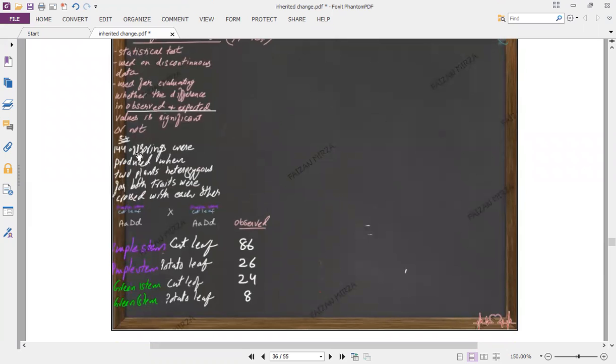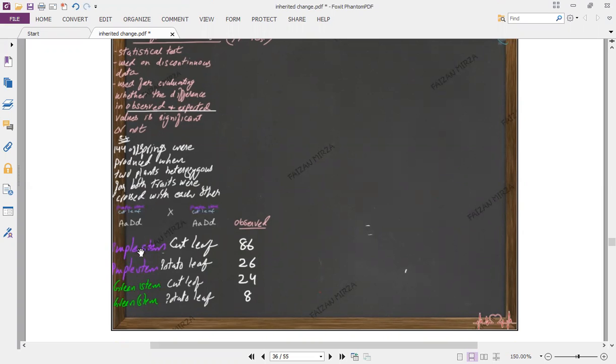For example, if 144 offspring were produced when two plants heterozygous for both traits were crossed with each other, and you have a plant AaDd purple cut and another AaDd purple cut, these were produced by sibling crosses of homozygous recessive and homozygous dominant for the two traits which have been discussed previously. So you are taking two heterozygotes, two hybrids for both the traits, and you're crossing them together. So 144 offspring were produced here.